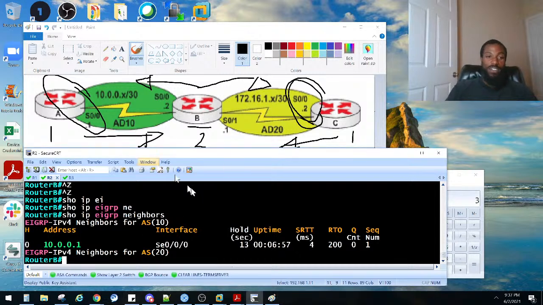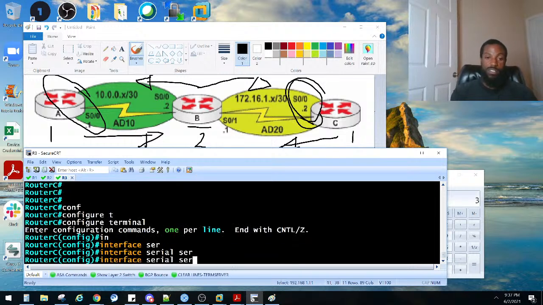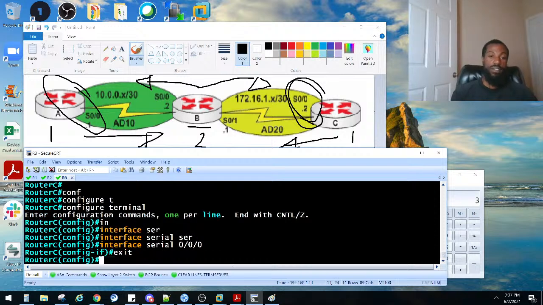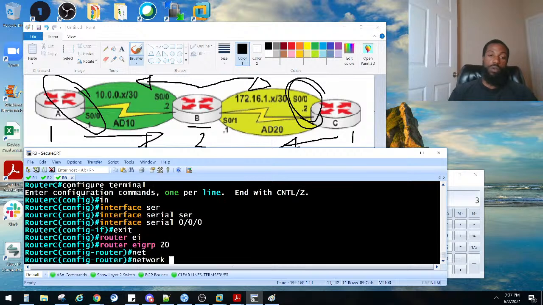So let's go to router C and go to interface... I'm doing it the other way. That's another way to do it. Exit. Router EIGRP 20, right? And we're saying network. We're gonna have this interface right here participate in EIGRP 20. How do we do that?